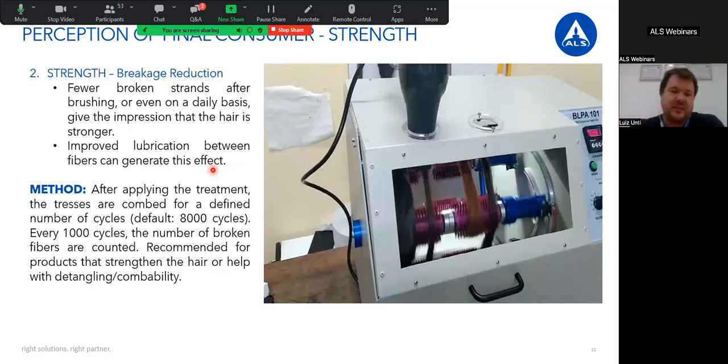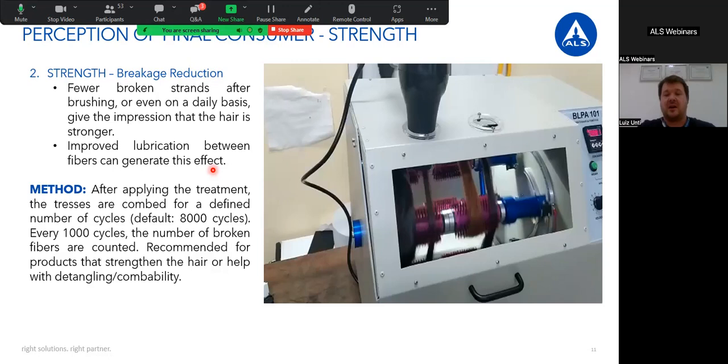But at the end of the day, the final consumer will comb his or her hair at home and will see a lower number of broken fibers. And they won't think about, oh, is my hair stronger or is it better lubricated? They're not going to think about this. They are going to see, oh, my hair is breaking less. Therefore, my hair is stronger. So this is one of the tests that we can also use to sustain hair strength claims.